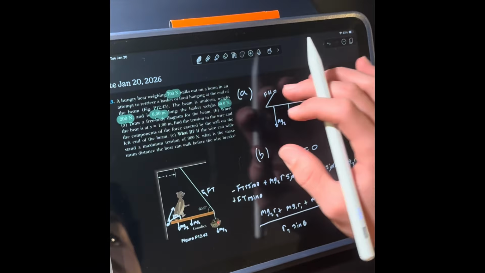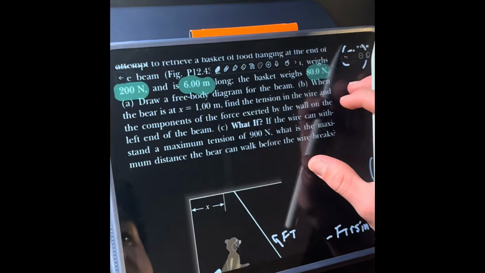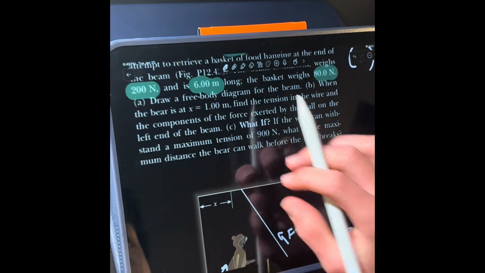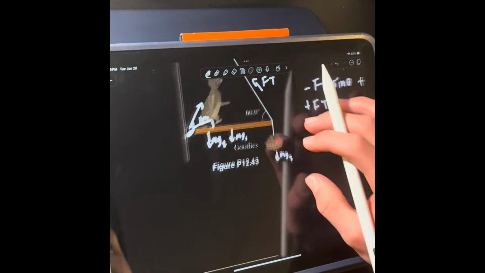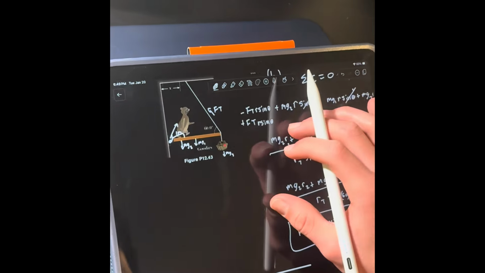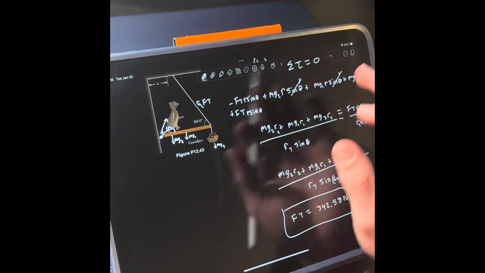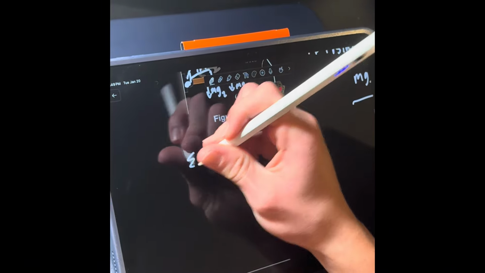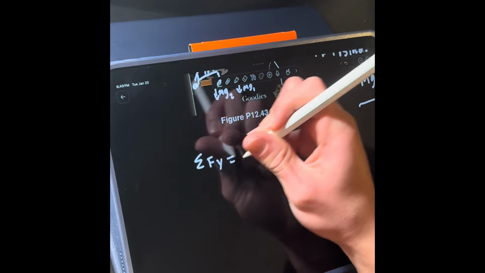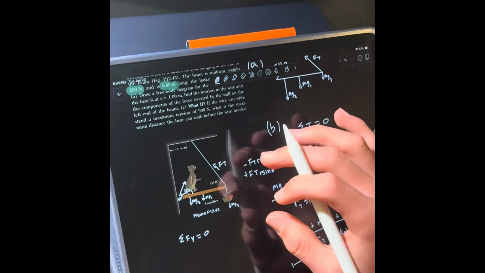Now for the second part of part B, it asks to find the components of the force exerted by the wall, or exerted by the hinge, on the left end of the beam. So we're going to start this by splitting up the forces in two parts, the net force in the y and the net force in the x. They're both going to be equal to 0 since everything is stationary.